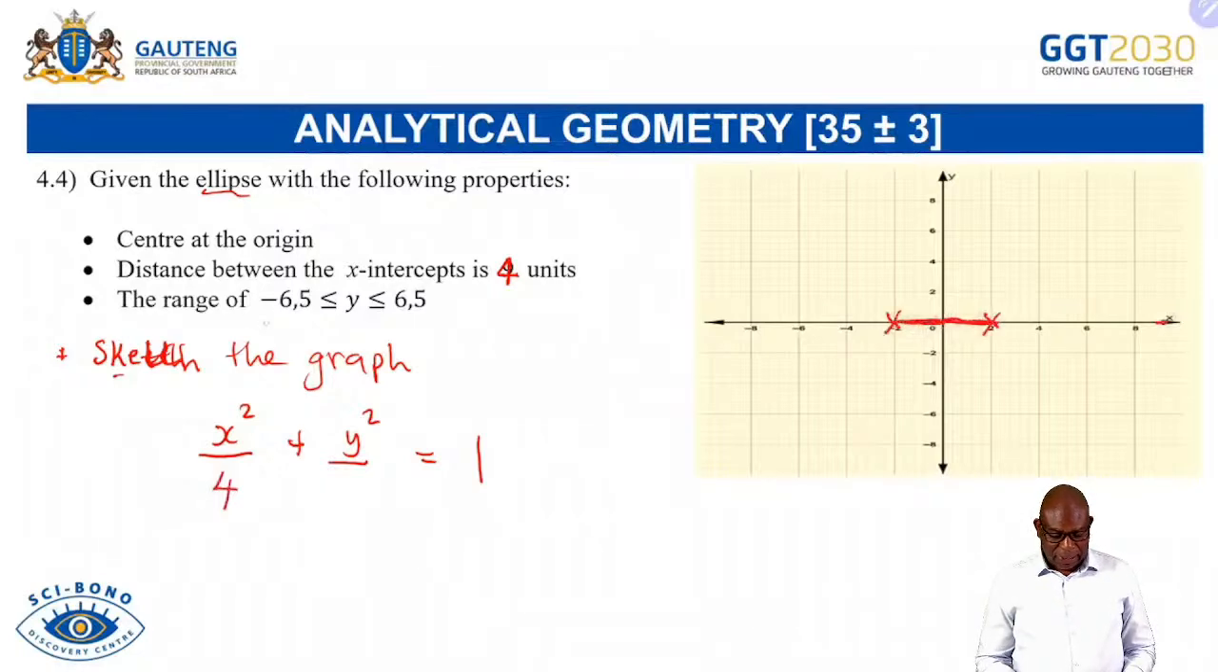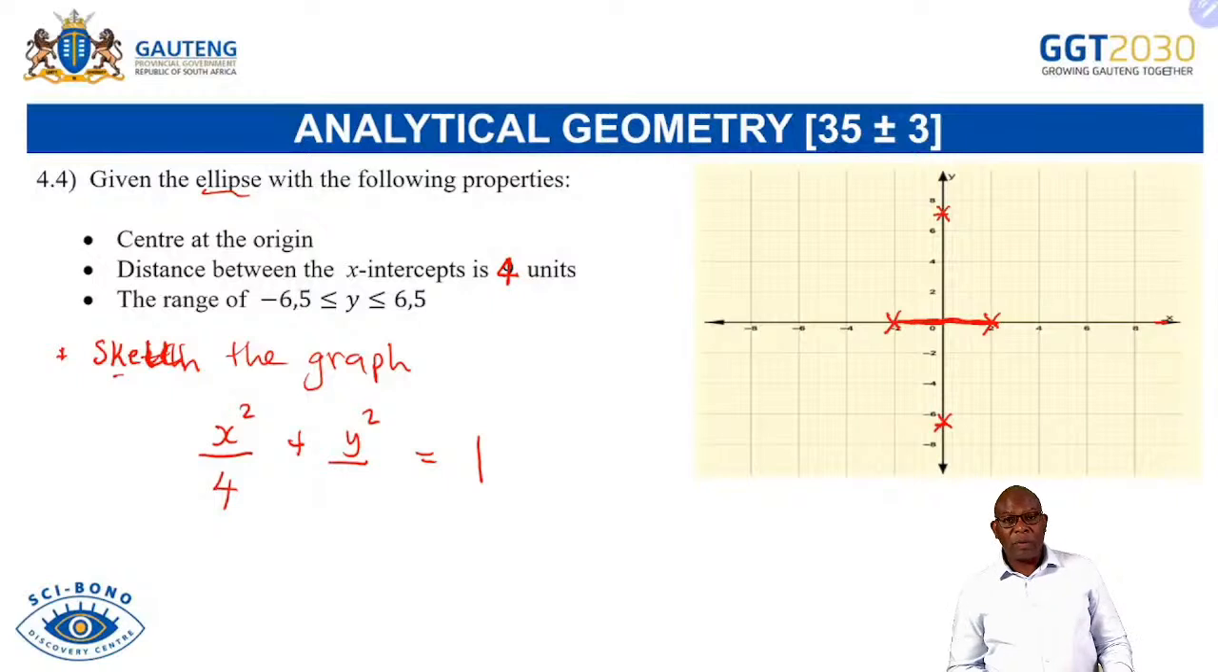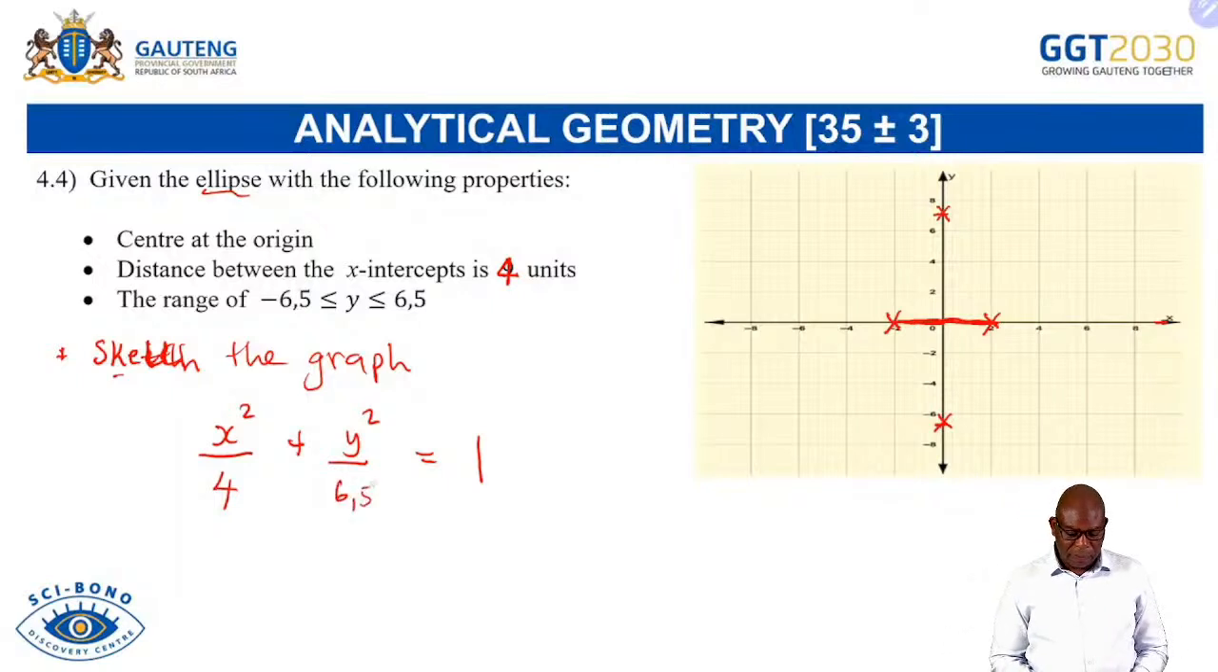The range is 6.5 and negative 6.5. So it's somewhere there. So my points will be there. In this case here, it will be 6.5, so I can write it as 6.5 squared. Okay, so that's how we're going to do that. So from there, I can just draw my ellipse.